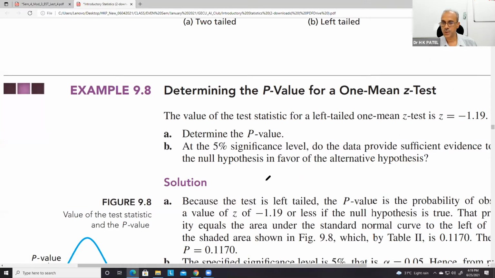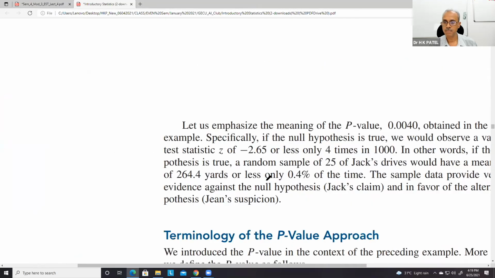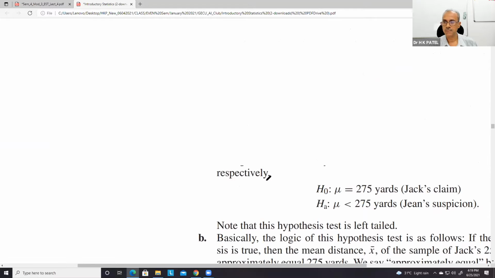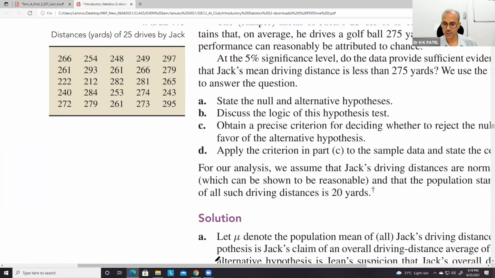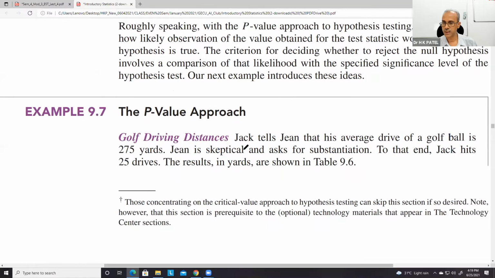So this problem is not there here. So this is actually, let us take this problem. Okay, this is Jack tells Jean that his average drive of a golf ball is 275 yards.